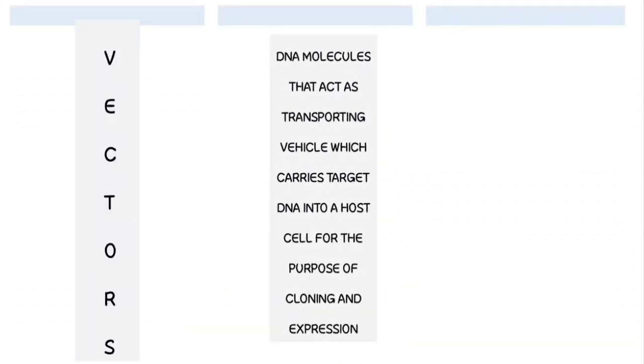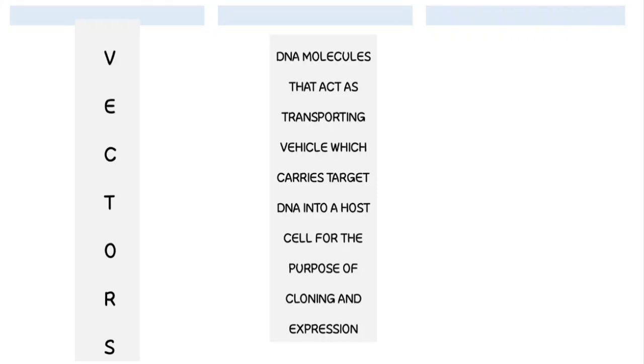So first let's understand what these vectors are. Vectors are DNA molecules that act as a transporting vehicle which carries target DNA into a host cell for the purpose of cloning and expression. As I told you, I wanted that human insulin gene to be expressed in a bacteria. So the transporter here was the vector.